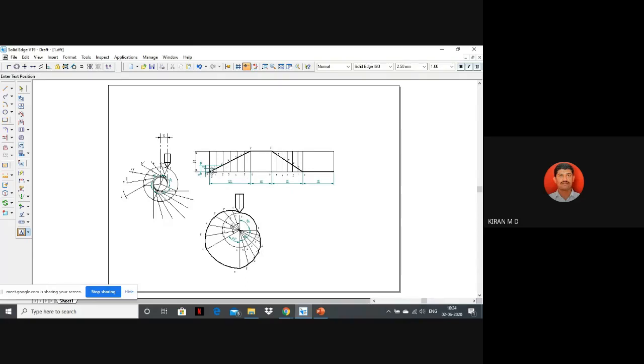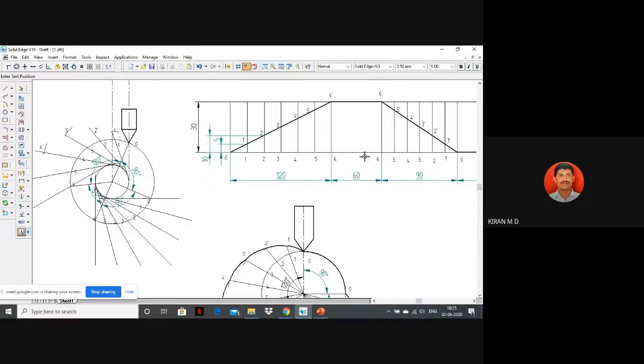Here, these lines depend on either uniform velocity or uniform acceleration or simple harmonic motion line. We are going to draw here to get the distance between 1 to 1 dash, 2 to 2 dash, 3 to 3 dash, 4 to 4 dash, 5 to 5 dash, and 6 to 6 dash. We are going to measure this distance and we are going to mark here. Similarly, in return stroke also. Okay. In return stroke also, 6 remains same. Arc by center point. So this height is 30.